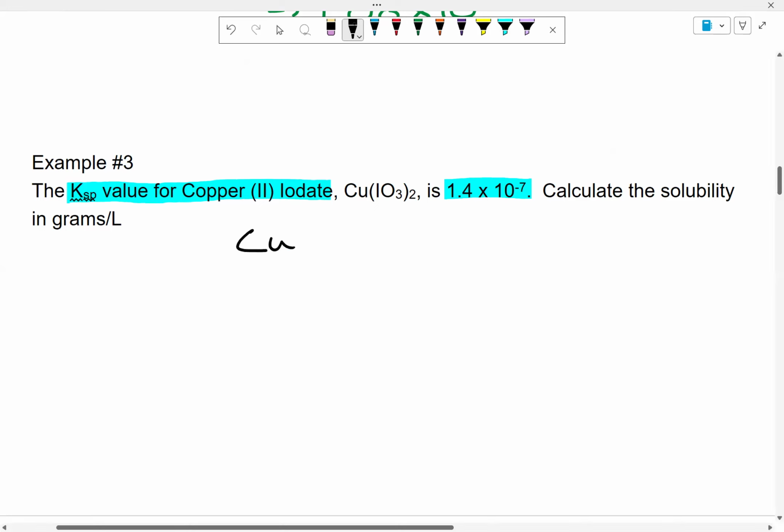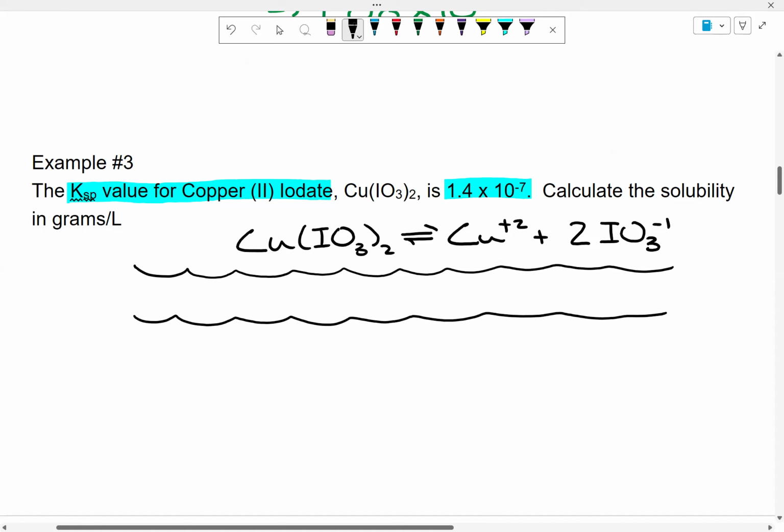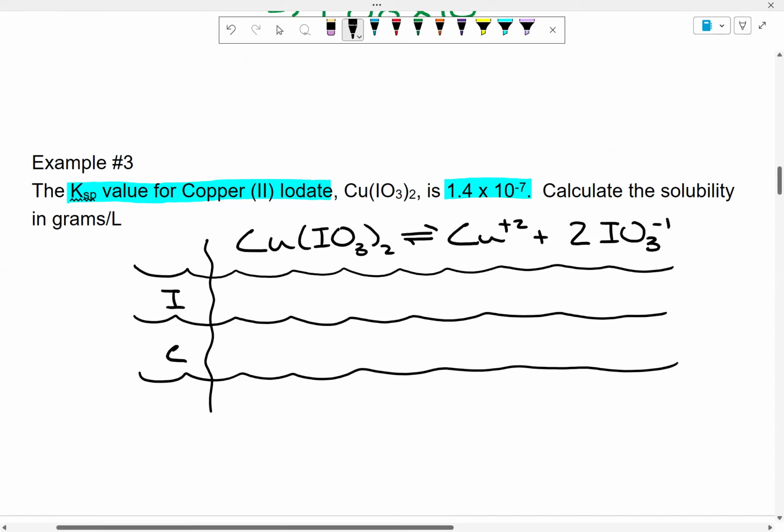So we have Cu(IO3)2 in equilibrium with Cu^2+ and 2IO3^-. Again, what we do is we can set up the ice table. Okay, so here we set up the ice table.